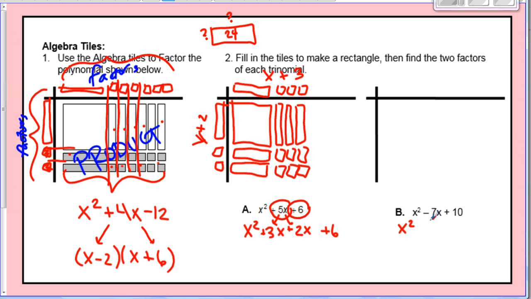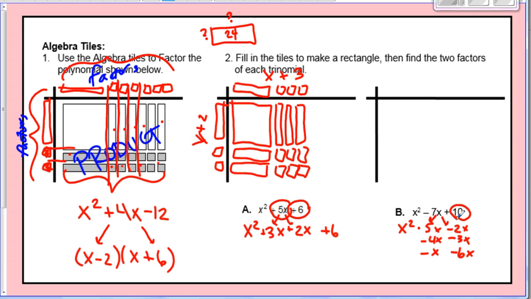So I want this 7x to be split apart into 2 pieces so that I have 4 pieces to group. So maybe it's negative 5x and negative 2x. Maybe it's negative 4x and negative 3x. Maybe it's just negative x and negative 6. We don't know at all, but we know that I'm supposed to have 10 units as well as these x's.